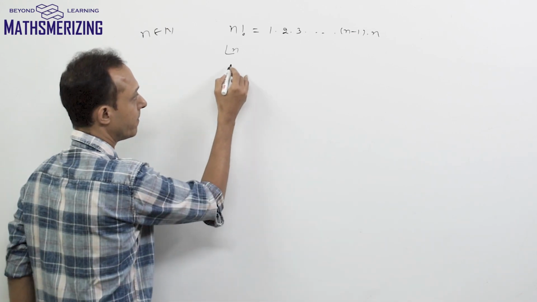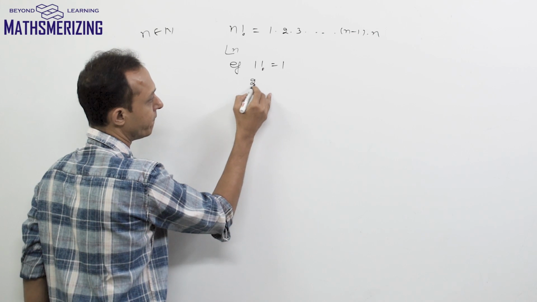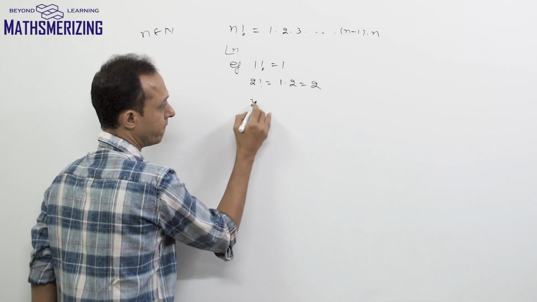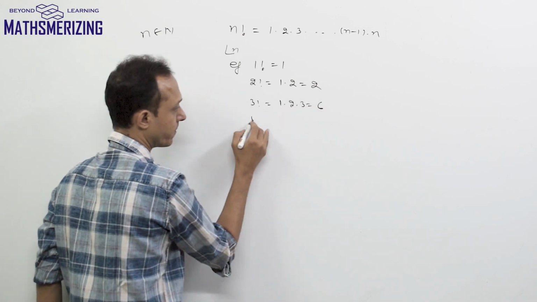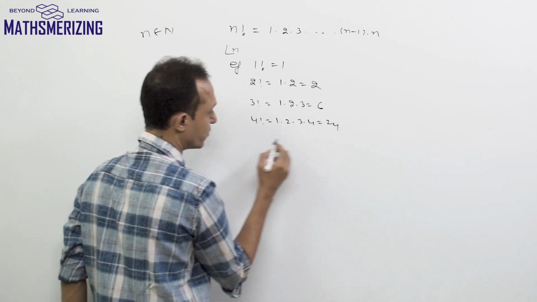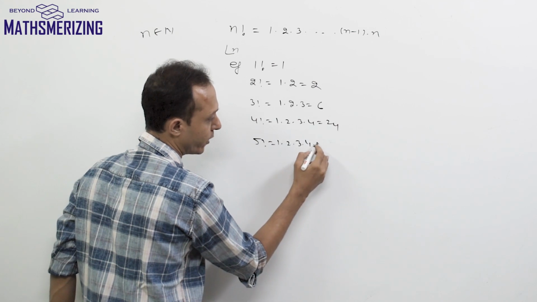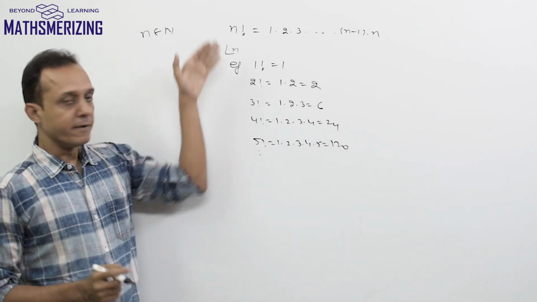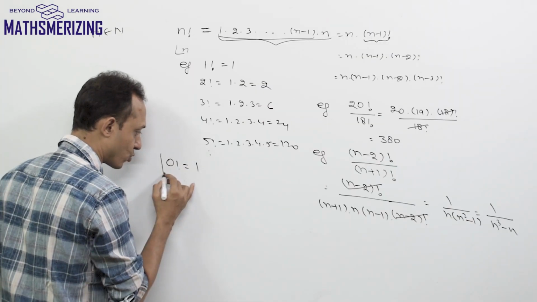Now say for example, suppose I have to write factorial 1. So this is simply 1. Factorial 2, it is 1 into 2, which is 2. Factorial 3, it is 1 into 2 into 3, which is 6. Factorial 4, 1, 2, 3 into 4, which is 24. Factorial 5, 1 into 2 into 3 into 4 into 5, which is 120, and this is how we write these factorials. Now factorial 0 by definition is taken as 1.